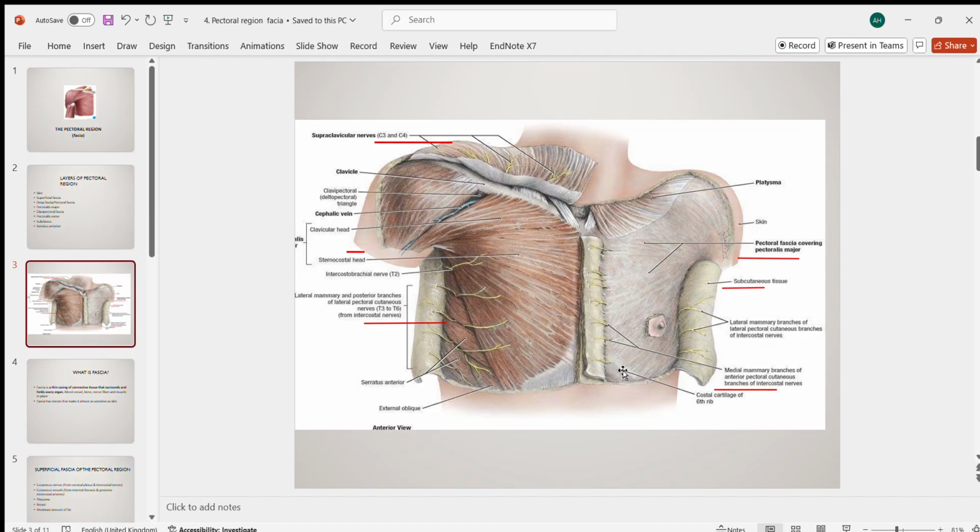In this picture, we can very clearly see on the left side there is fascia which hasn't been removed, and on this side the fascia has been removed, and we can see the muscles of the pectoral region. These yellowish structures are the cutaneous nerves.